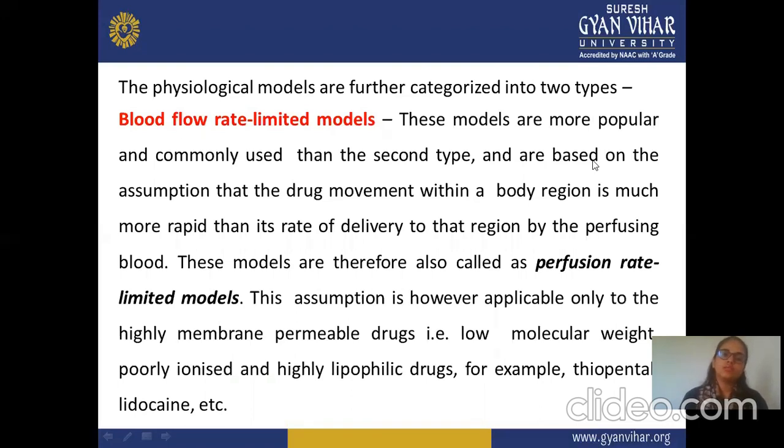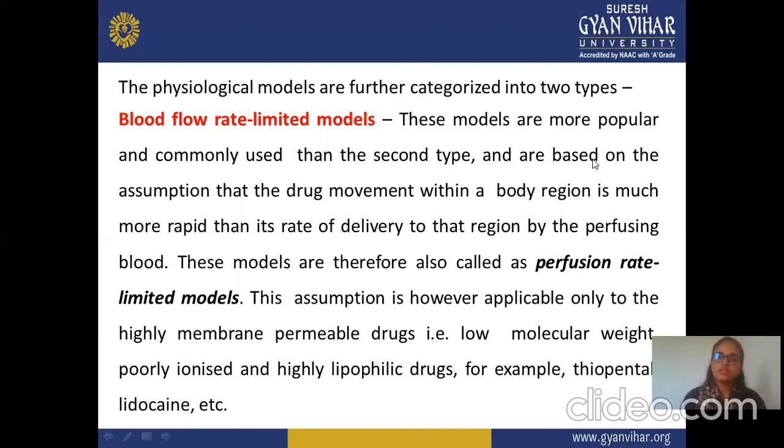This model is popular and commonly used, and is based on the assumption that drug movement within a body region is much more rapid than its rate of delivery to the region by perfusion. All the parameters of this blood flow rate limited model depend on the blood flow rate, meaning how much blood flows to that particular organ or tissue.